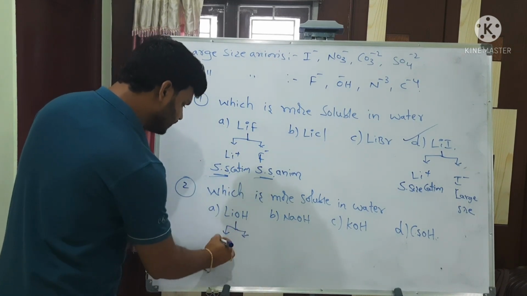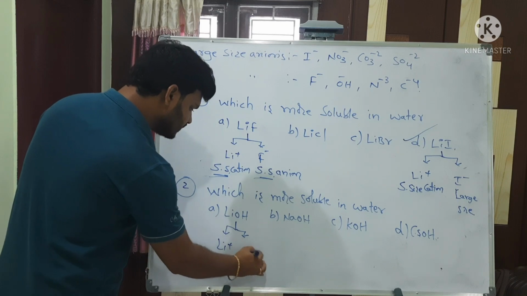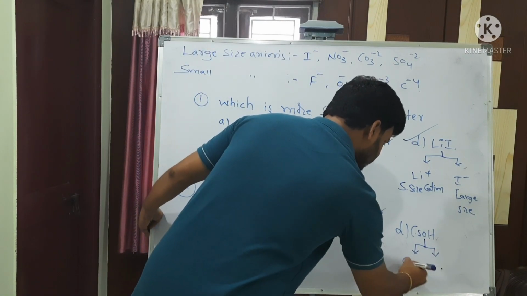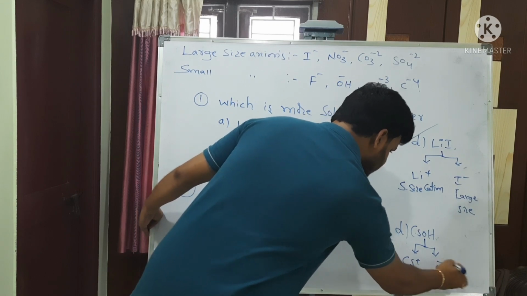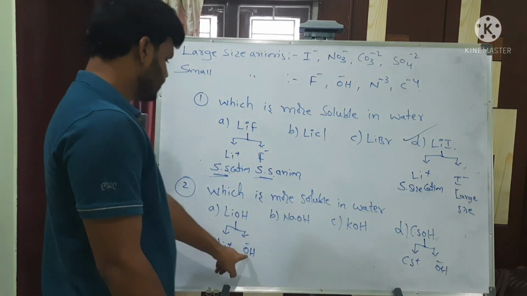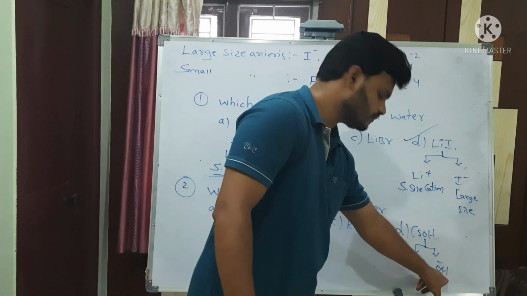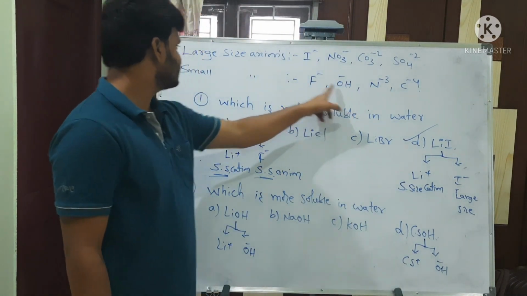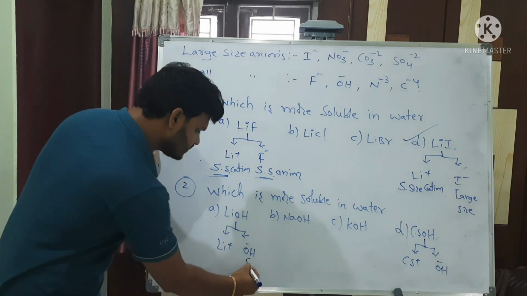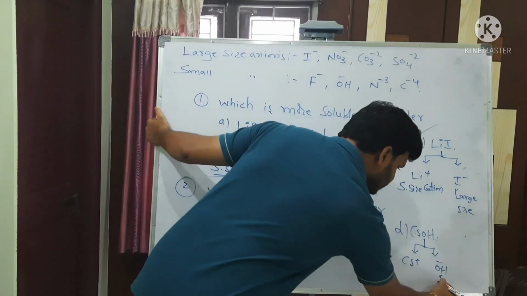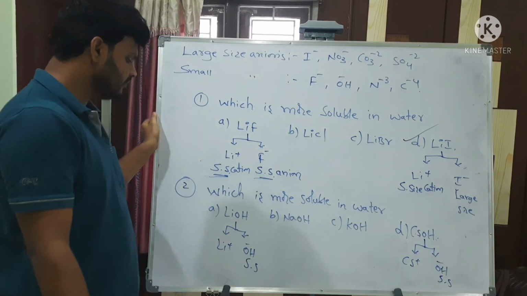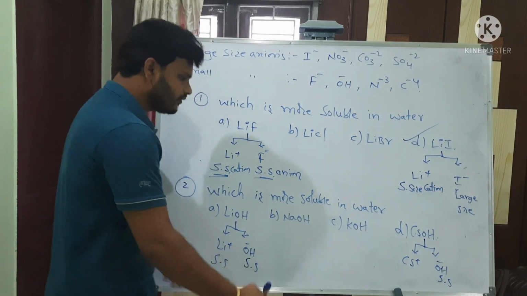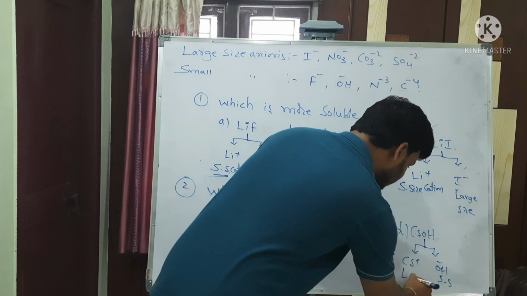LiOH is nothing but Li plus OH minus. CsOH is nothing but Cs plus OH minus. Dear students, OH minus both are constant, common factor. So OH minus is nothing but small size. So this is small size and this one also small size. Everybody knows lithium plus is nothing but small size. Everyone knows Cs plus is nothing but large size.